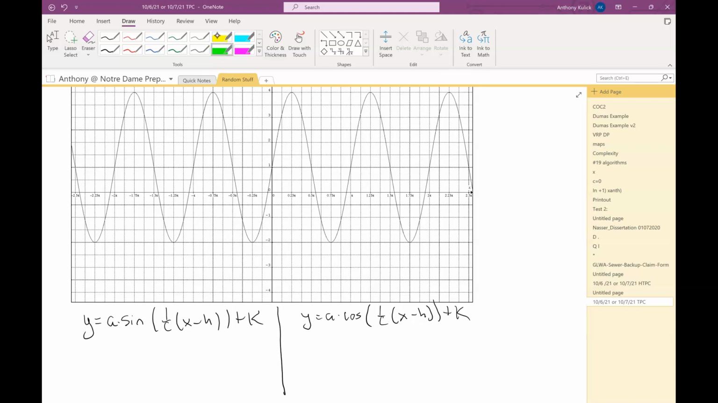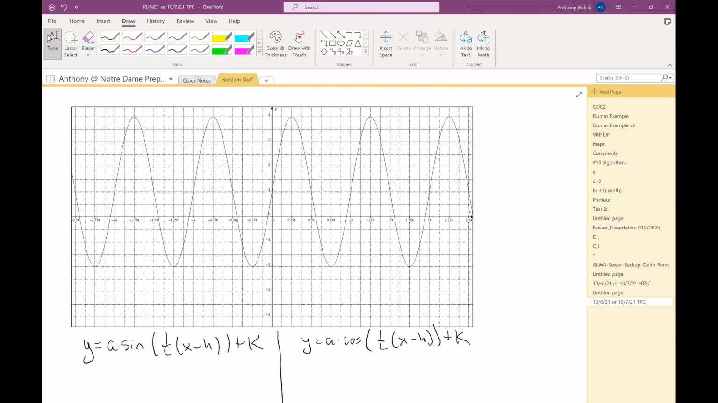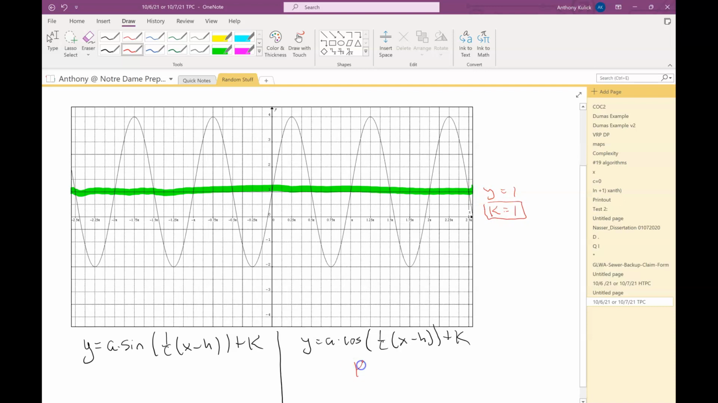The first thing I'd want to do is to identify my midline. Again, the midline is the line that kind of cuts the graph in half, the horizontal line that cuts it in half. So that looks like here at y equals 1. The nice part about this is the midline is y equals k. So that tells me my value for k right away. And regardless if you're writing a sine or a cosine, that value for k is going to be the same.